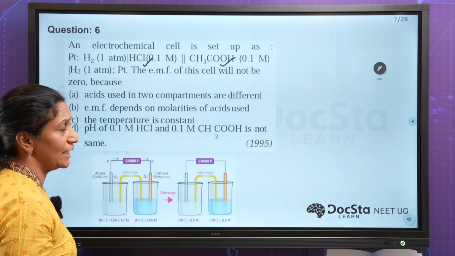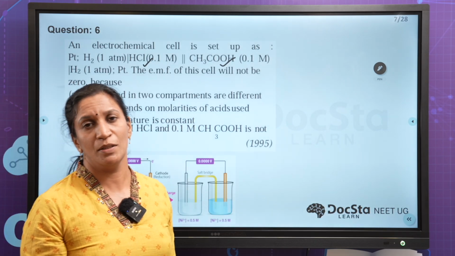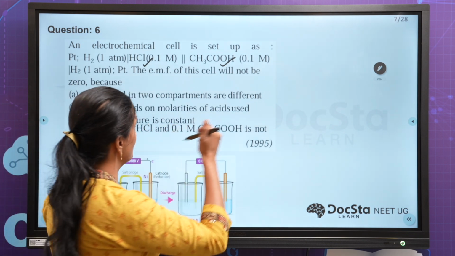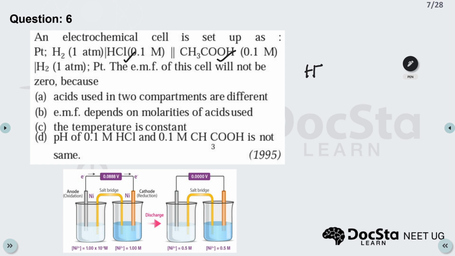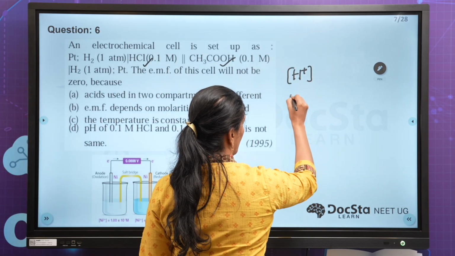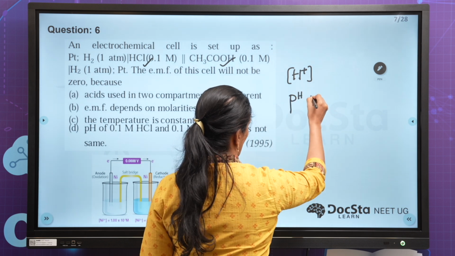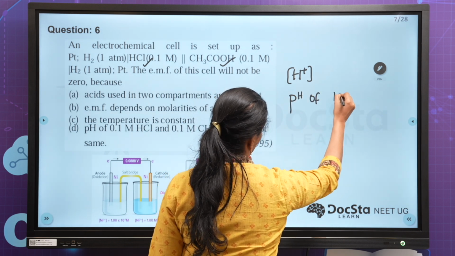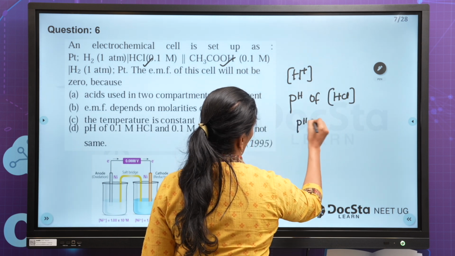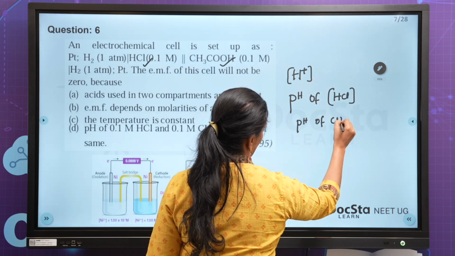I have given you a diagram of a concentration cell and the concentration of the electrolyte. When we say this cell is a concentration cell, we must understand that the concentration of the electrolyte, that is H+ ions in both HCl and CH3COOH, will not be the same. Concentration of H+ will not be the same in the two electrolytes. Therefore, the pH of 0.1 molar HCl will not be equal to the pH of 0.1 molar acetic acid.